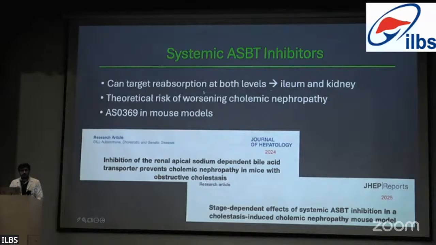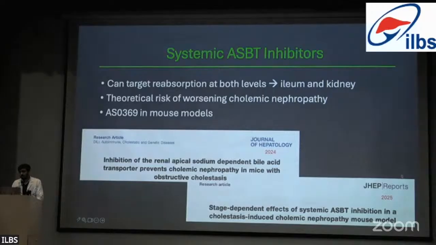Apart from the gut-restricted ASBT inhibitors, we also have the systemic ASBT inhibitors. These molecules can target both the ileal enterocytes and the ASBT receptors in the proximal renal tubule. So systemic ASBT inhibitors have a theoretical risk of worsening cholemic nephropathy, as we discussed, because this can cause detergent action and then ultimately sloughing and lead to bile cast nephropathy. But there are two mouse models performed in 2024 and 2025 which show otherwise.